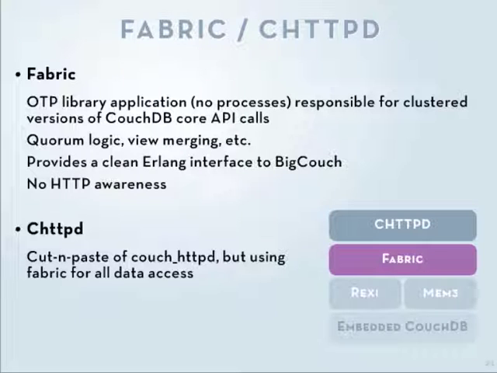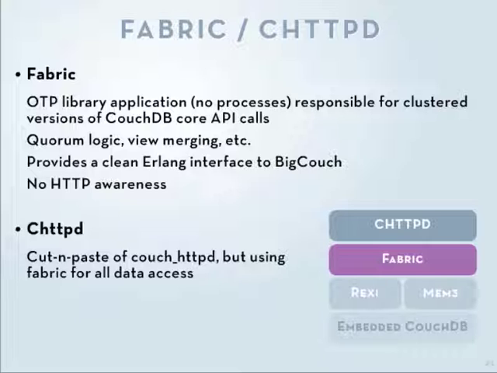And then the last two, the next one is really where the core of the logic occurs, and that's what we called Fabric, which is a bit of a CouchDB inside joke. It was the original pre-JavaScript query language for CouchDB. And for us, it's now the sort of routing mesh for BigCouch. So it's a library application. There are no processes involved in Fabric. And it's responsible for taking all of the normal update document, open document calls, and replacing them with clustered versions.